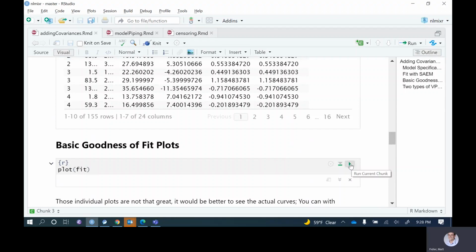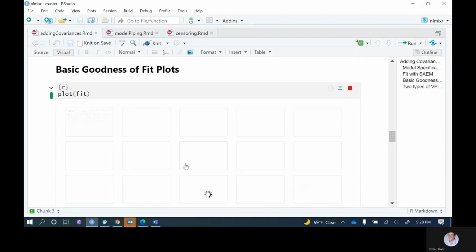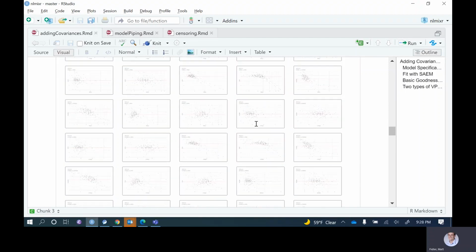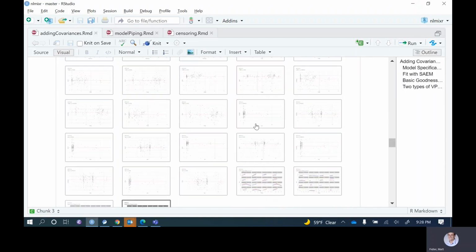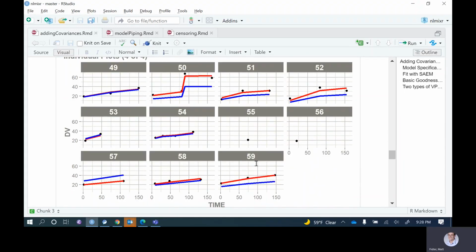So first thing we'll do here is just get some basic goodness of fit plots. As the standard things, you can see them in small. There's the trace plot, these DV versus pred, residual types of plots. And at the bottom, you can see these individual plots. These individual plots are fine. I would like to really see what's happening with the dosing and the concentrations.